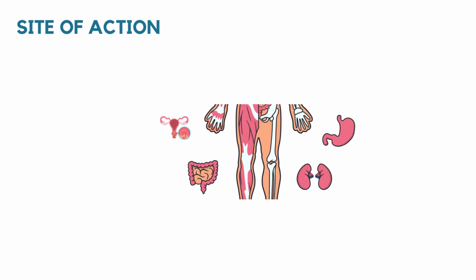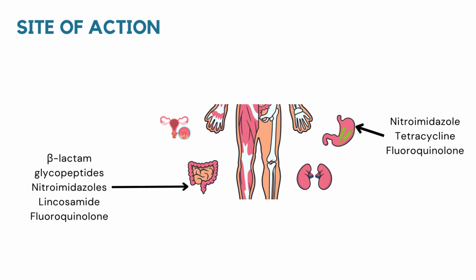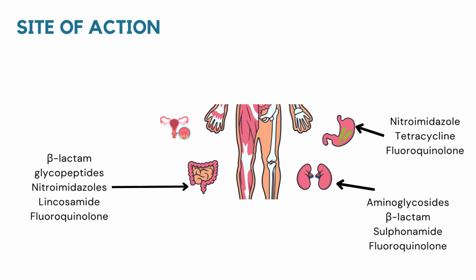Let's move to the lower body. H. pylori infection can be treated with nitroimidazole, tetracycline, and fluoroquinolone. There are certain antibiotics which are effective for treating intestinal infection and peritonitis, such as beta-lactam, glycopeptides, nitroimidazole, lincosamide, and fluoroquinolone. Urinary tract infection is a common infection, and aminoglycoside, beta-lactam, sulfonamide, and fluoroquinolone are the drugs of choice for UTI. Regarding pelvic and genital infections, fluoroquinolone, lincosamide, and tetracycline can be used.